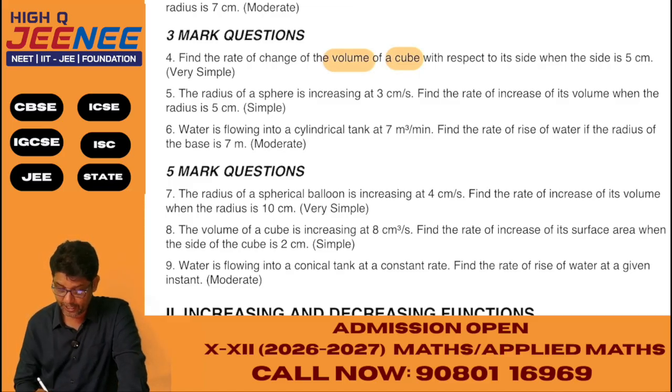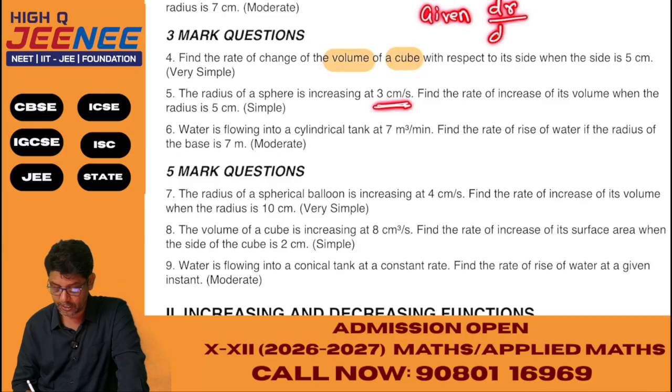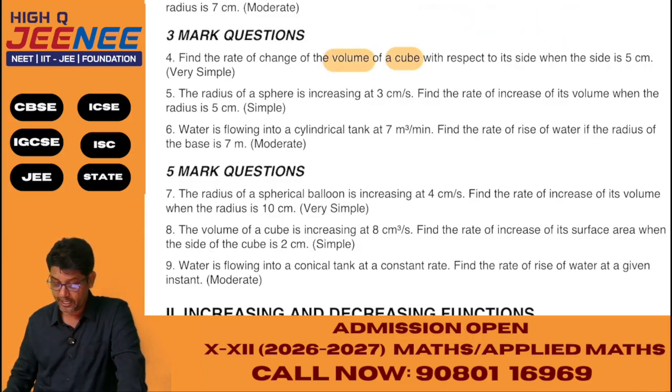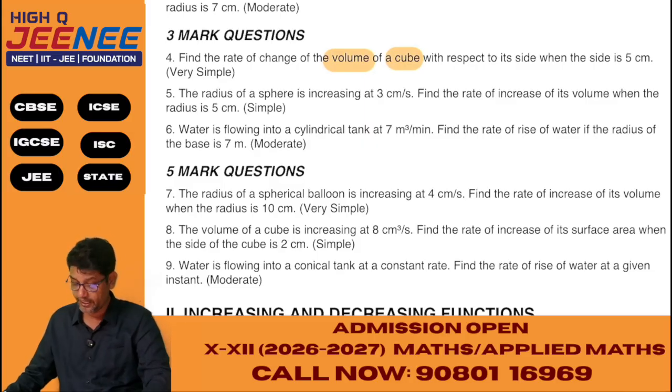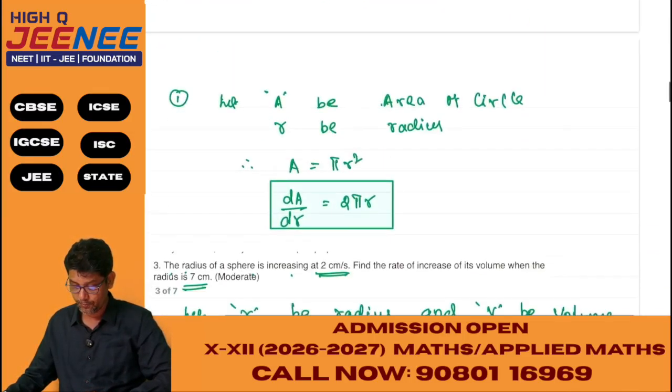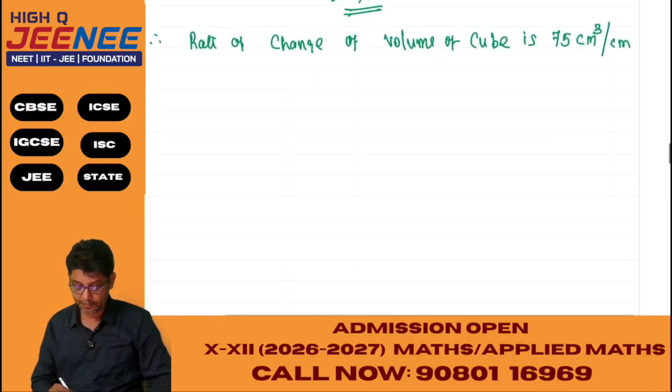Next, given information. What is the given information? First, we need to write all the given information. dr by dt is equal to 3. What do they ask you to find out? dv by dt, they ask you to find out. So, let us start, my dear.